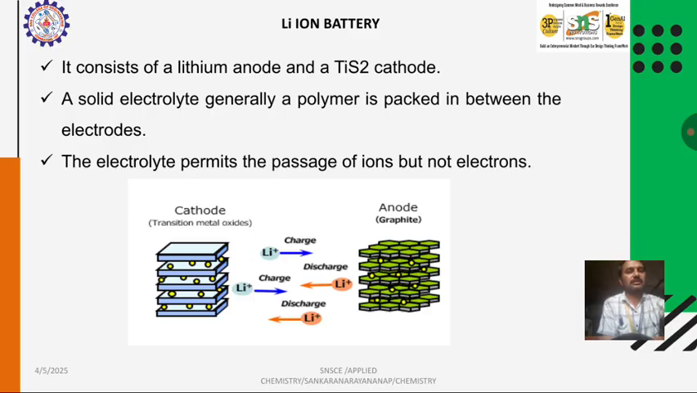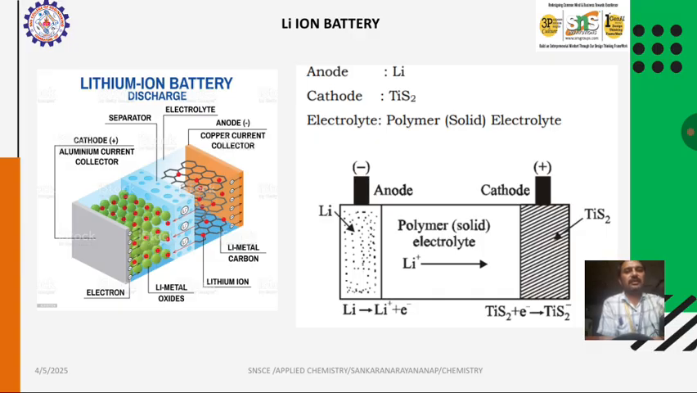Regarding the passage of ions, in the previous slides you can see the separator. What is the role of the separator? It will permit only ions, only lithium ions, and will not allow any other ions. So this is the fact.